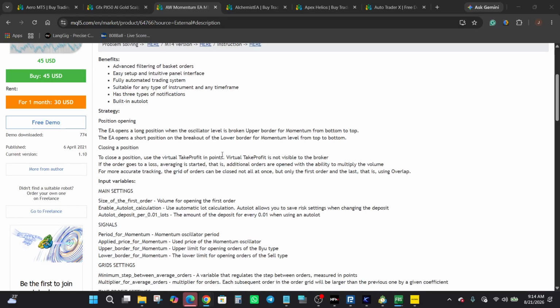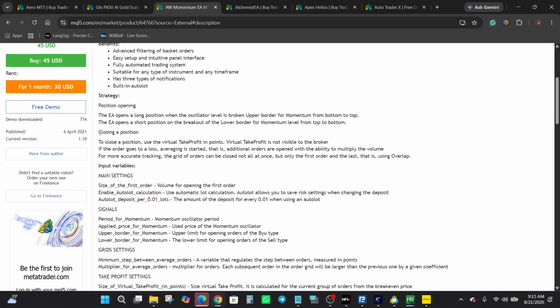All right, so before getting there, the listing highlights several benefits, including the advanced filtering of basket orders, an intuitive panel interface, fully automated trading, built-in auto lot, and 3 types of notifications. Okay, so the developer also states that the EA is suitable for any type of instrument and any time frame.